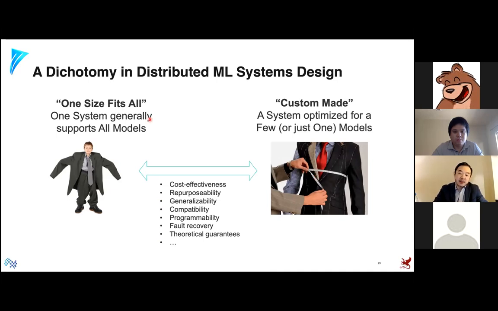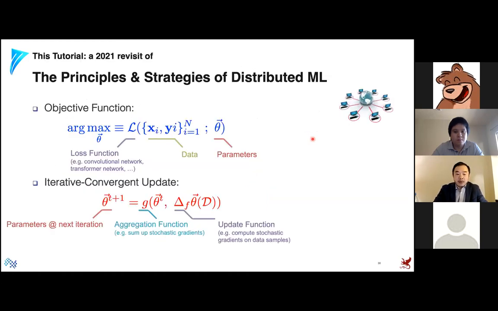So we are living in this dichotomy of distributed system design. And we ask, should we still pursue a one-size-fits-all type of approach, or do we have to live with this custom-made expectation that we build solutions for every problem we face? So today we are going to take this opportunity to revisit the principles and strategies of distributed machine learning, where we try to make a case and demonstrate some strategies and thoughts that hopefully can convince us that a more adaptive and general-purpose principle of system design is perhaps possible, with a very thorough and systematic understanding of the design space of machine learning systems.